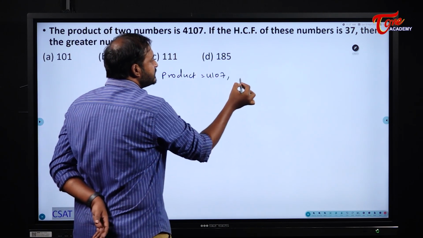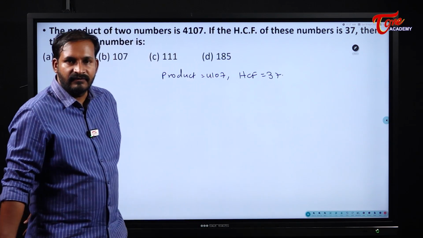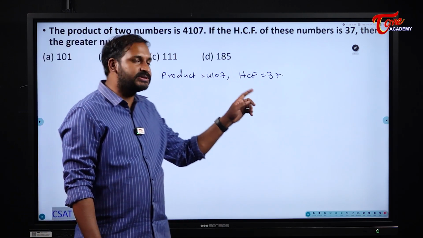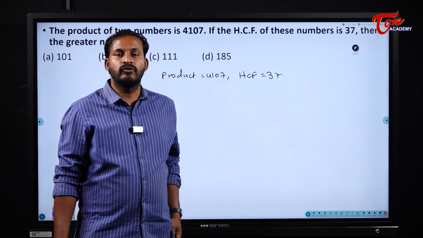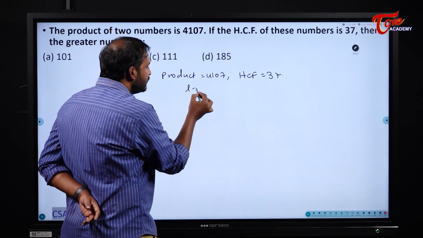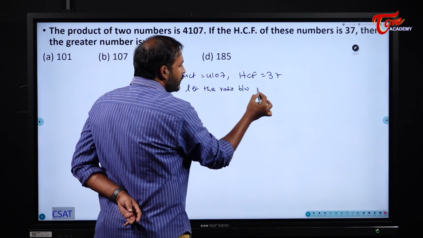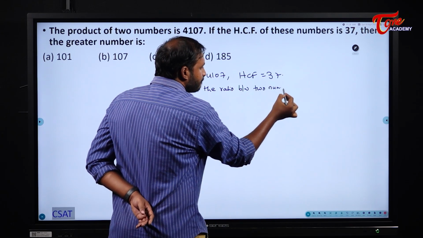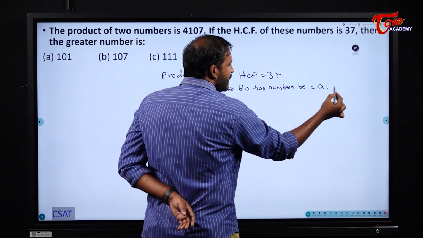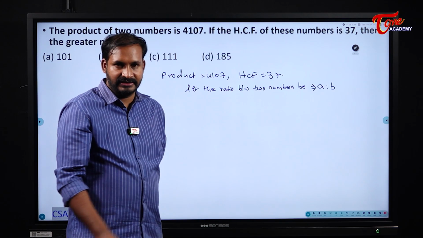4107, and the HCF they have given for us is what? 37. That means if the HCF is 37, definitely the two numbers will be multiples of 37, right? Let the ratio between the two numbers be, what can we write? A is to B. I am assuming that the ratio between the two numbers is A is to B, and their HCF is 37.